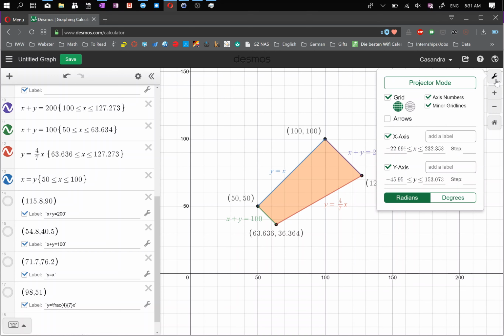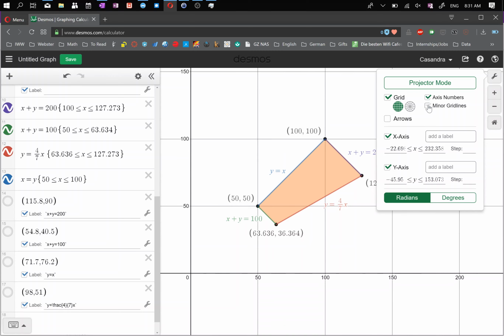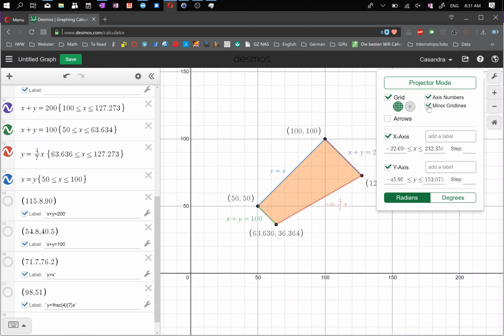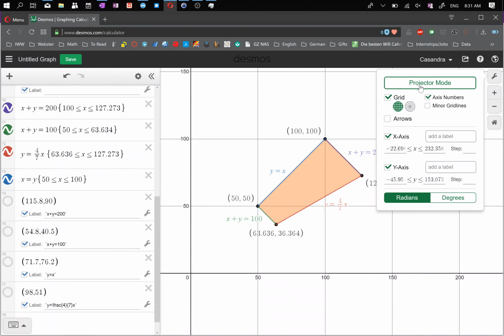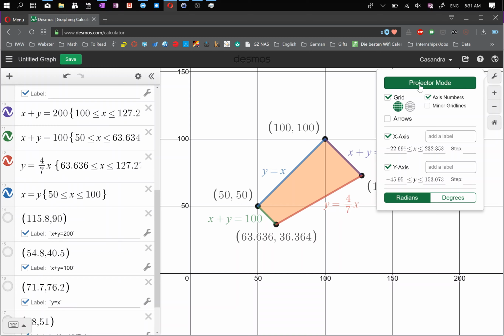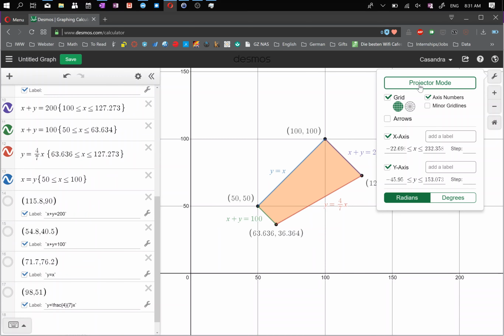And here's where I can have some choices. So maybe I don't want to show these sort of gray lines. I just want to do the major grid lines. It's a bit cleaner. It's a personal preference. There's also this projector mode that makes all the labels much larger and the lines bolder. I think in my case, it looks kind of silly. I'm going to turn it off.